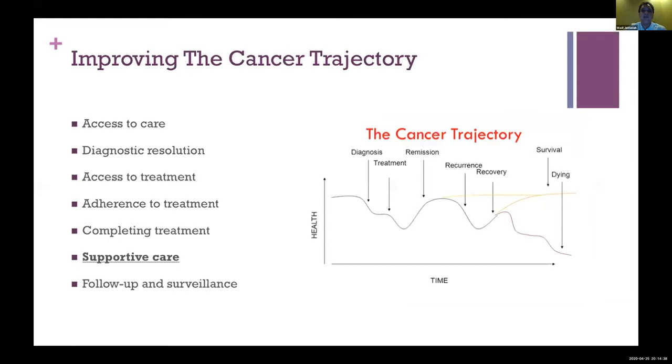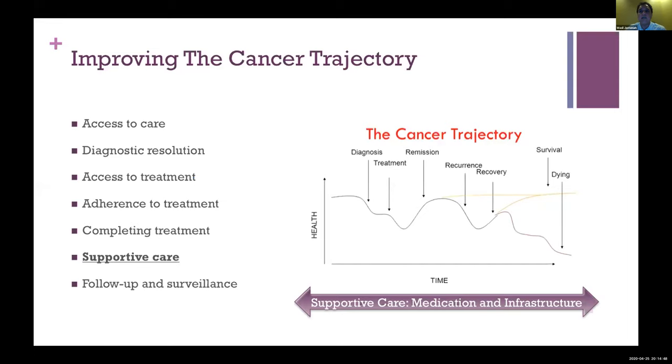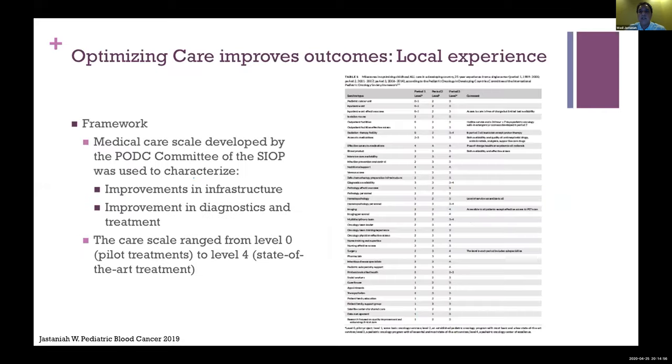So the last factor that I will be highlighting is the importance of supportive care on improving the cancer trajectory. And supportive care is a continuous process and involves not only supportive medications, but also supportive infrastructure. And to highlight this, I give an example from our local experience in treating ALL at the Princess Noura Oncology Center, where a number of improvements in supportive infrastructure and treatment stratification were introduced over 3 time periods, as shown here.